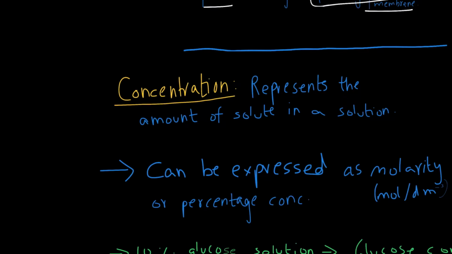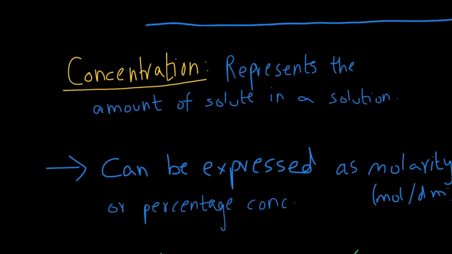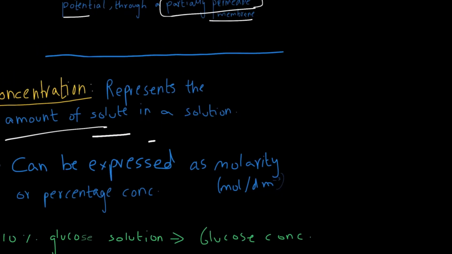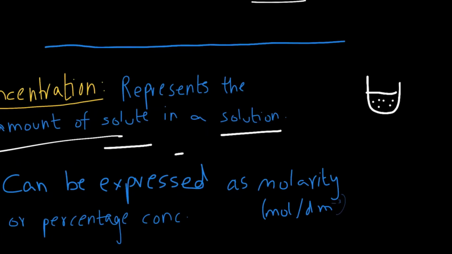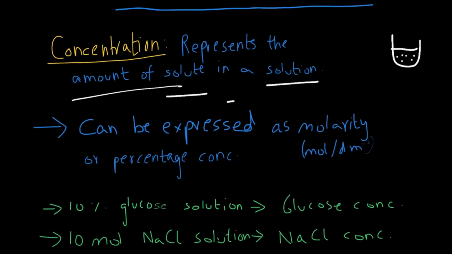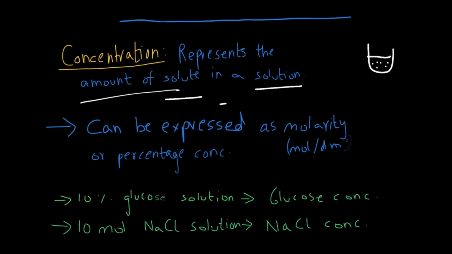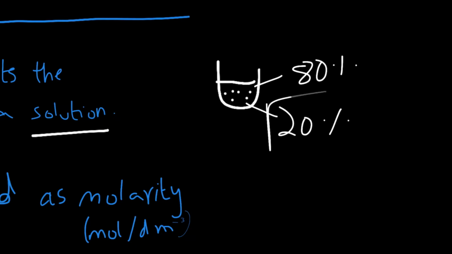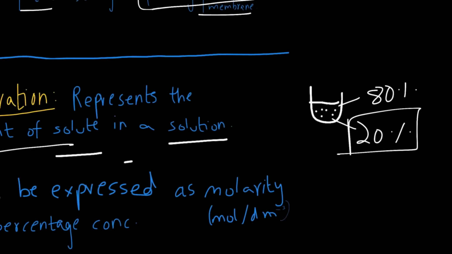Now what's concentration? Concentration represents the amount of solute in a solution. So we've done mixtures in O levels where we learned there was a solute, there was a solvent, and there was a solution. So solute is something that mixes in a solvent, and the universal solvent, as we all know, is water, right? So for example, salt in water, the salt will be the solute in the solution. So concentration represents that amount of solute in the solution, like for example, if there's 80% water and 20% solute, this 20% is the concentration of solute.